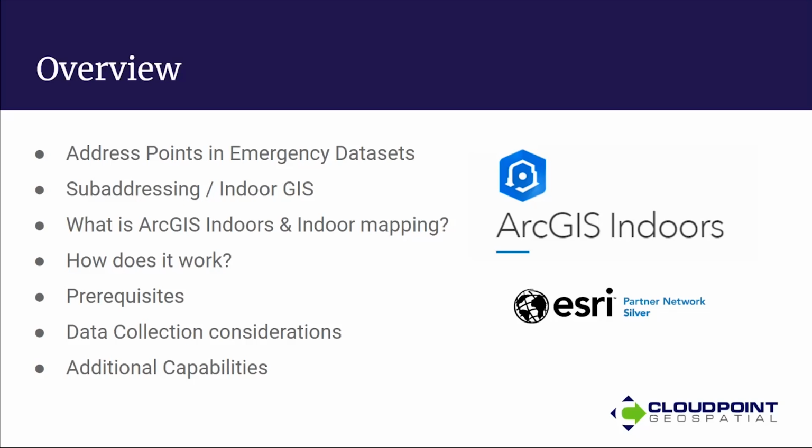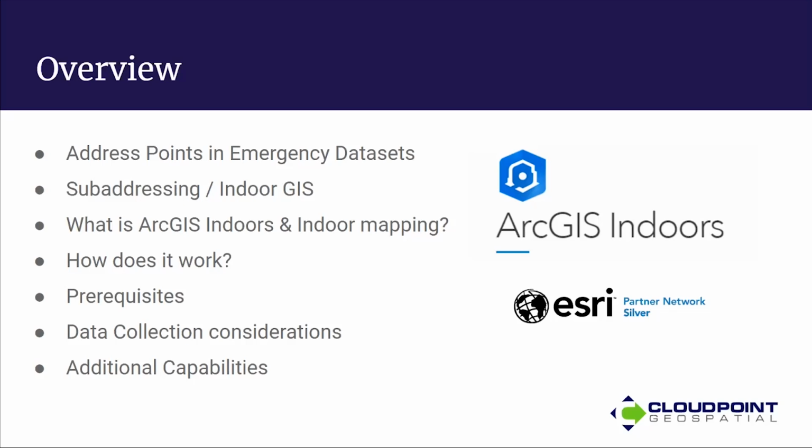So the overview of today is really to discuss address points and emergency data sets in general, reviewing a topic that I discussed last year, and sussing out the differences between sub-addressing and indoor GIS. They're similar, but a little different. Key distinctions between those two things. Then we'll discuss what ArcGIS Indoors is versus indoor mapping, and discuss that topic a little bit more in detail throughout the rest of this presentation. I'll try to keep it at a half an hour. Sometimes I struggle with that, but we'll see where we go.